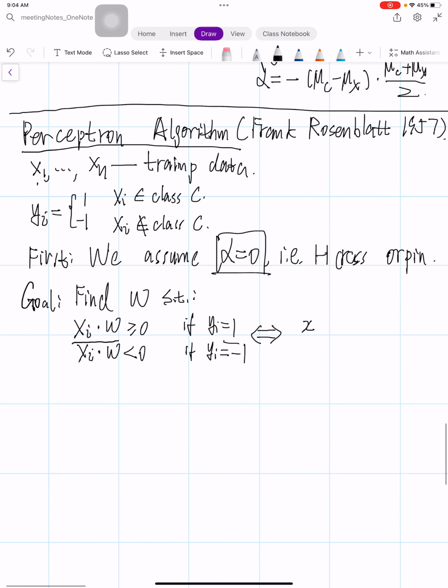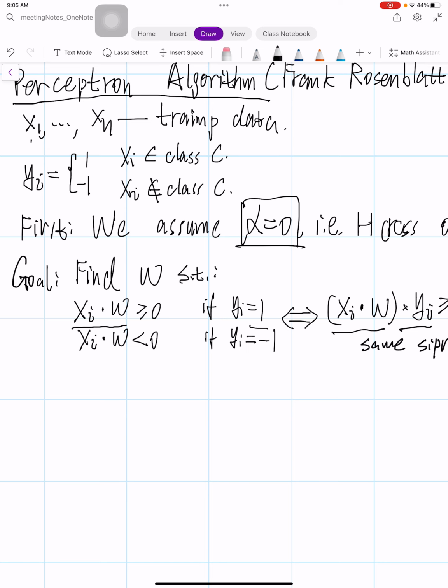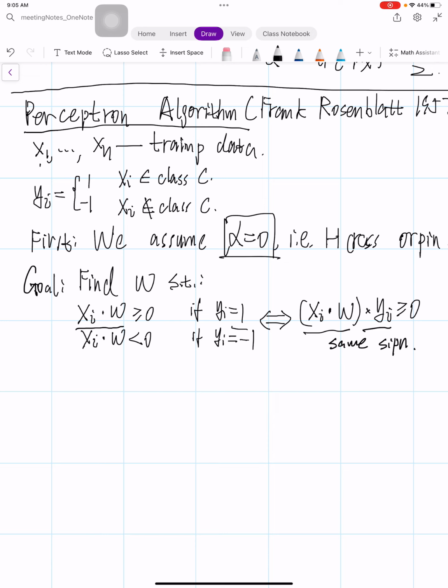So combining them, the scalar yi multiplied by the dot product of xi with W is always greater than or equal to 0, which means these two quantities have the same sign. And we need to solve for this W by optimization.